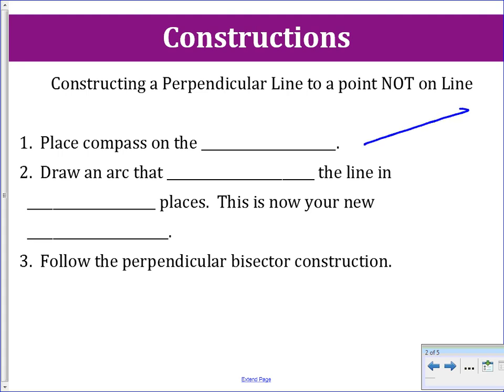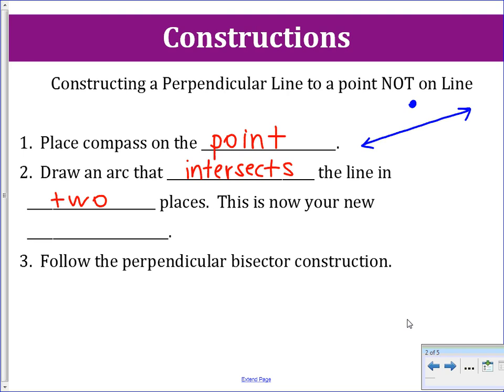So the first one is constructing a perpendicular line to a point that's not on the line. So we will start with a line, and we will have a point that is not on the line. If we look at what we are starting with, the only place that we can place our compass is on the point. Once we put our compass on the point, the only place that we can arc is the line. So we are going to draw an arc that intersects the line in two places. Those are your first two steps. Put your compass on the point and then intersect your line in two places.